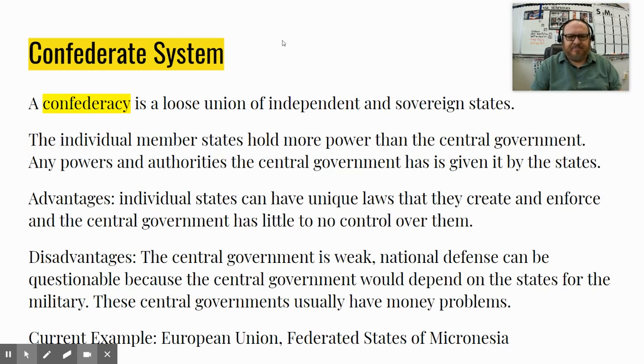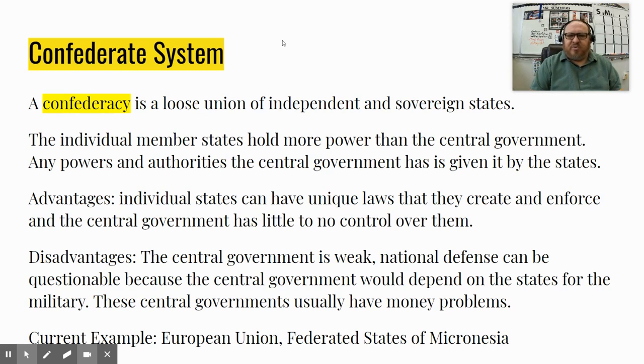want it to have. Now, the advantages of that is that individual states can create their unique laws that they need, that they want. They can enforce those laws however they want to, and the central government has little to no control over them. Disadvantages are that, well, the central government is weak. National defense can be questionable because the central government depends on its army coming from the states. The states have to give up their military, or parts of their military, to the central government in order to create a national military force.